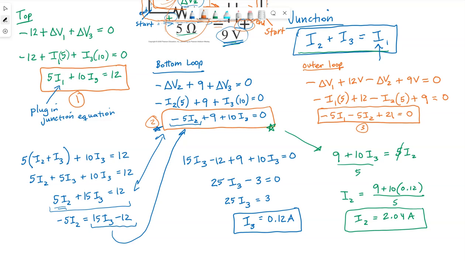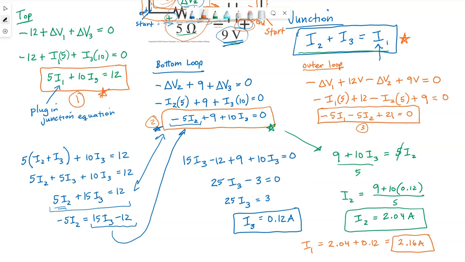Well, I1, we can either come back to equation 1 or just come back to the junction rule. I1 is equal to I2 plus I3, so 2.04 amps plus 0.12 amps, so 2.16 amps would be I1.